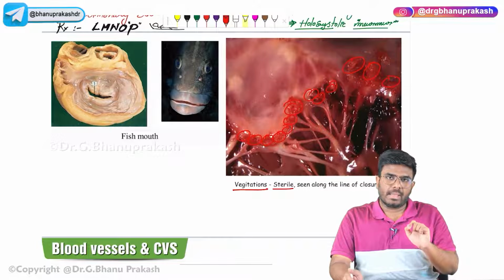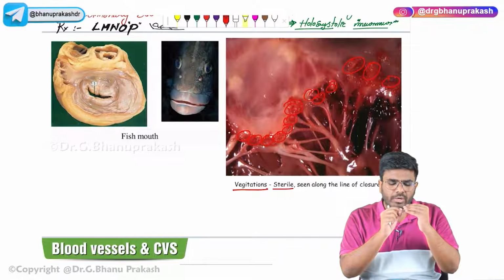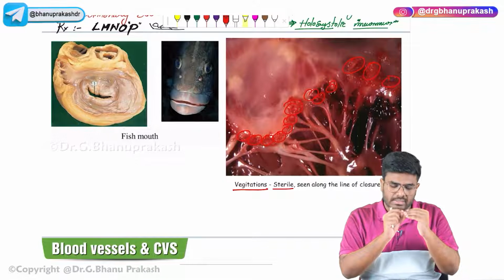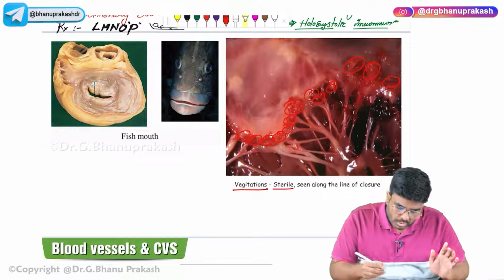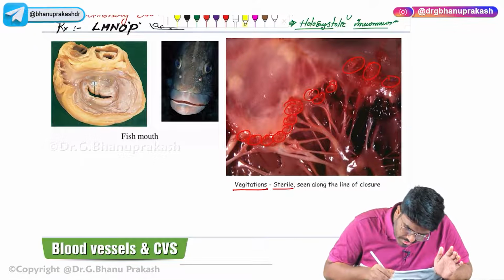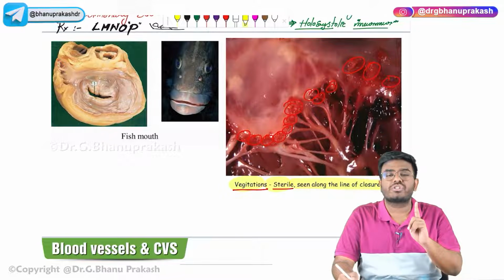Autoantibodies are attacking. Because of the inflammation, these inflamed valves are beating and getting damaged, and you are going to have platelet microthrombi. These are the small vegetations. Do you see any microorganism over there? No. So that's why these vegetations are sterile, and they are seen along the line of closure.